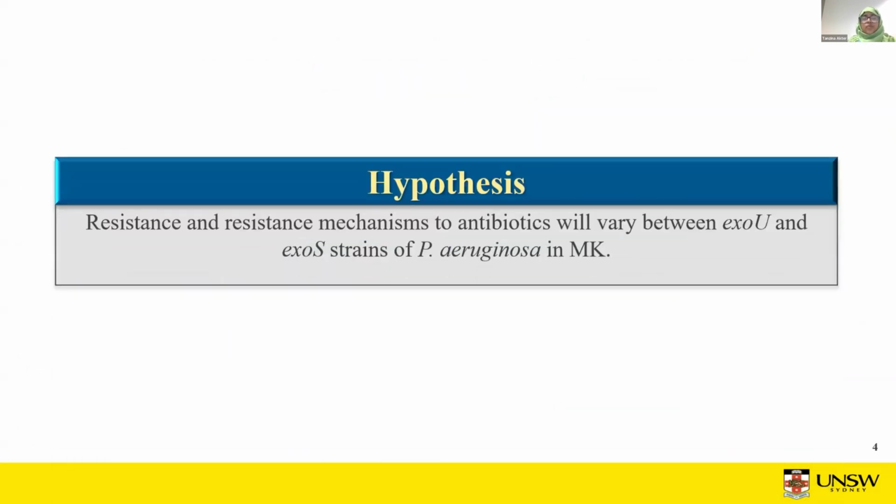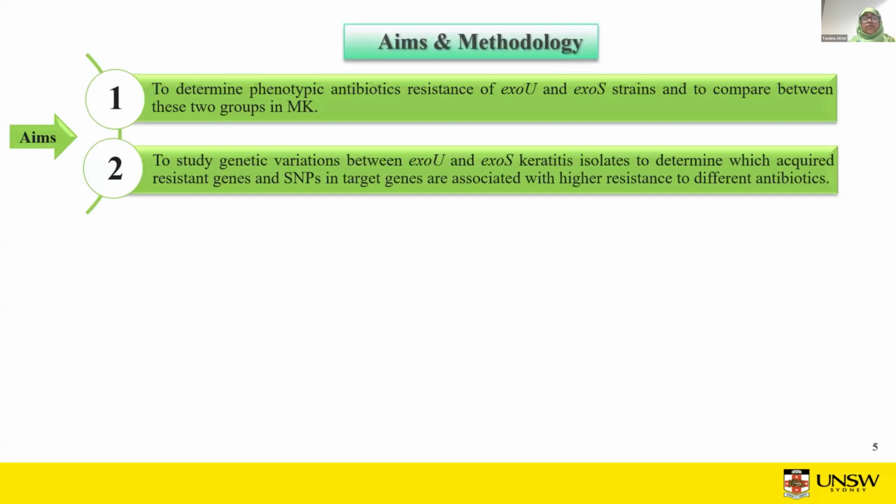So, the hypothesis of my study was that resistance and resistance mechanisms to antibiotics will vary between ExoU and ExoS strains of Pseudomonas aeruginosa in microbial keratitis. Based on this hypothesis, the aims of my study were set to determine phenotypic antibiotic resistance of ExoU and ExoS, and then to compare these two lineages in microbial keratitis, and after that, to study the whole genome sequence of ExoU and ExoS strains to determine which acquired resistance genes and target SNPs are associated with higher resistance to different groups of antibiotics.